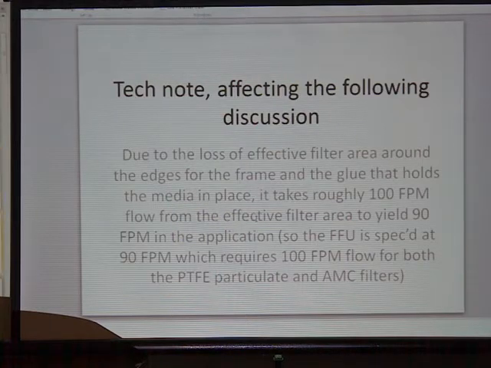Just a quick tech note, you're going to see the terms 100 feet per minute and 90 feet per minute used interchangeably. The reason for that is that at 100 feet per minute, that's the actual spec of air coming out of the filter. But the filters don't give 100% coverage on the filter itself because of the glue and the frame around the edge. So it takes about 100 feet per minute out of the filter to have 90 feet per minute in the application. So depending on who's doing the writing, you'll see 100 and 90 feet per minute used interchangeably, and I'll try and point that out here as we go to make sure that's not confusing.